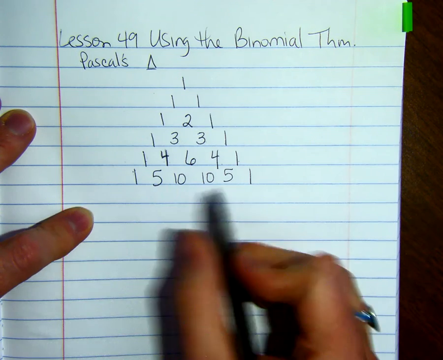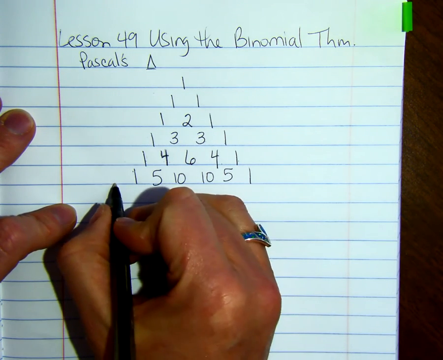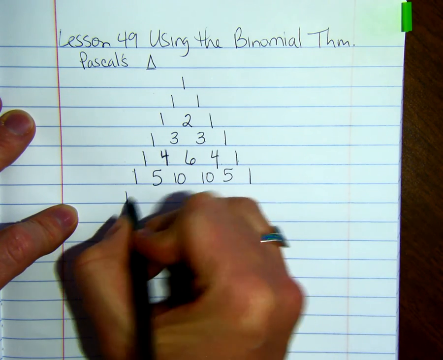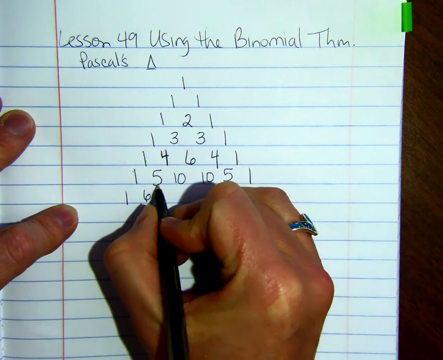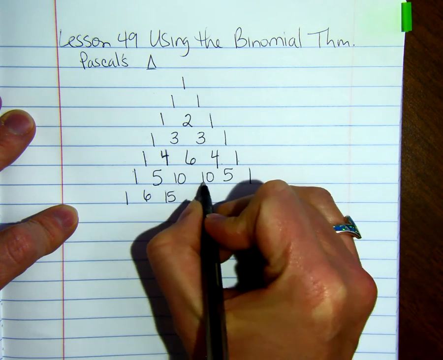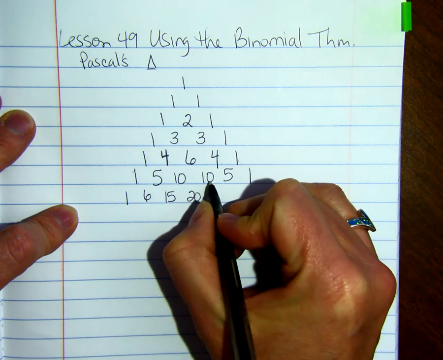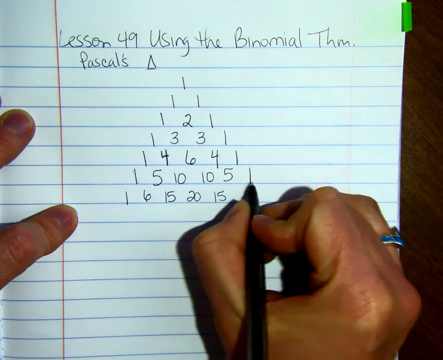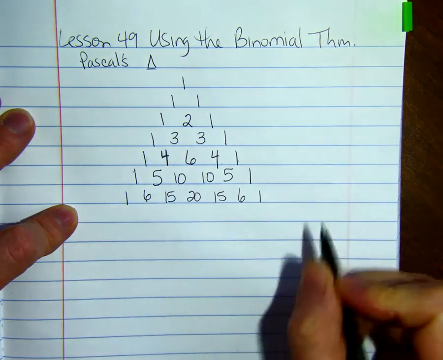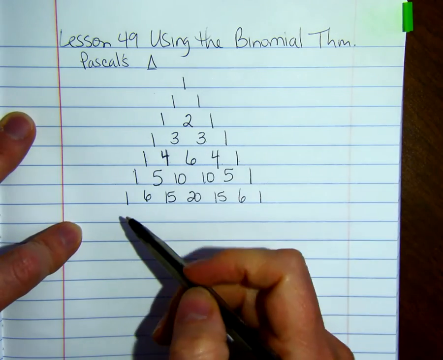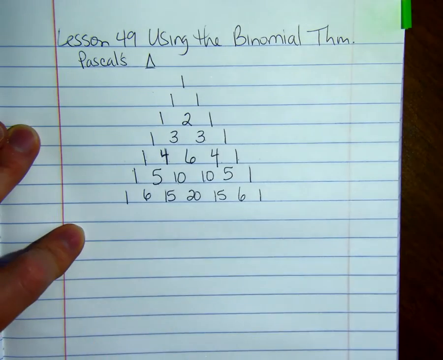I'll do one more row. 0 plus 1 is 1. 1 plus 5 is 6. 5 plus 10 is 15. 10 plus 10 is 20. 10 plus 5 is 15. 5 plus 1 is 6. 1 plus 0 is 1. So it looks like a triangle, and it just has all these numbers in it.